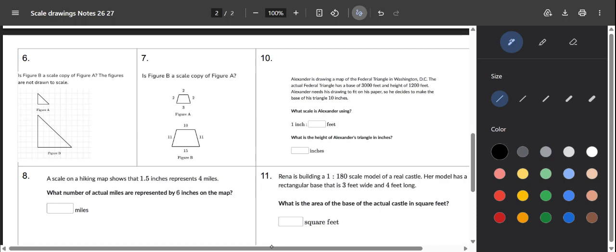Okay, let's look at figure 6. You guys are going to help me out with that one. Is figure B a scale copy of figure A? The figures are not drawn to scale. They're not drawn to scale, but that's okay. We can look at the side lengths of the triangles. So let's start with, first I notice we've got a right triangle, right?